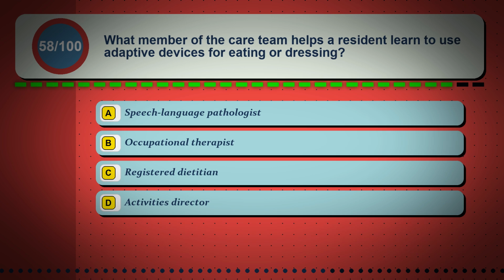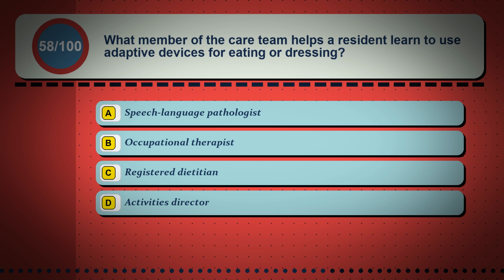Question 58. What member of the care team helps a resident learn to use adaptive devices for eating or dressing? Option A. A speech-language pathologist. Option B. Occupational therapist. Option C. Registered dietitian. Option D. Activities director.